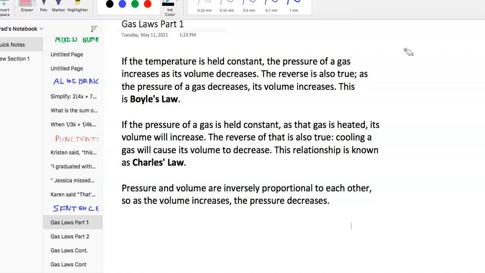And this last point here is pretty significant. Pressure and volume are inversely proportional to each other. So as the volume increases, pressure decreases. And we'll see this at play here in a second.